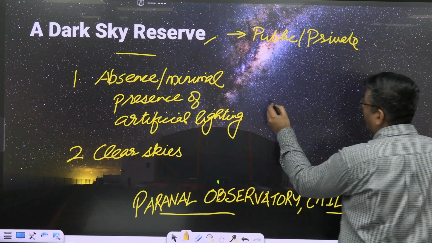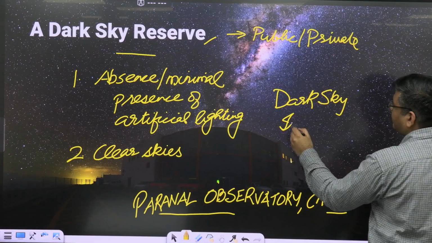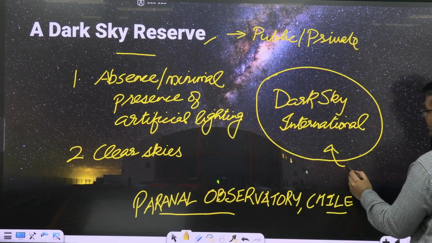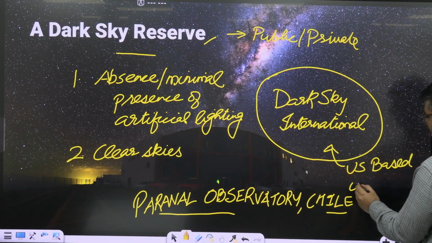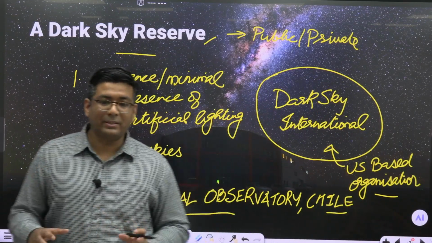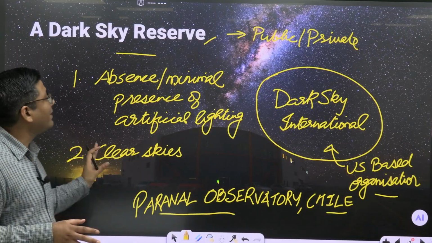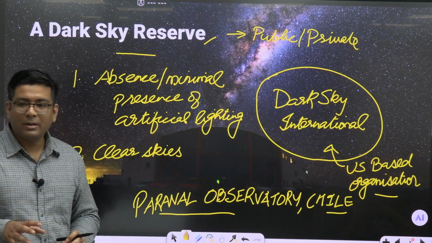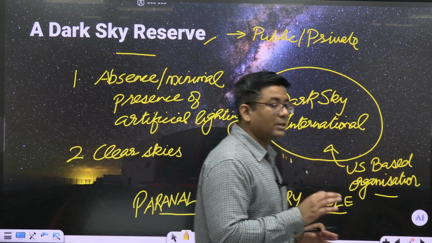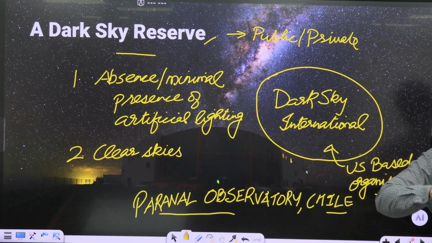Okay. So there is an international organization with the name Dark Sky International. So this is basically an organization. This organization is the one which certifies various regions as dark sky reserves, dark sky parks. Okay. They are very important for astronomical observations. So this institution gives you that tag. So the first such dark sky place was certified in 2007. World's first was certified in 2015, and India has a dark sky reserve since 2022.